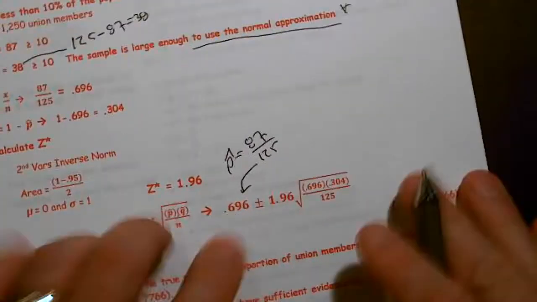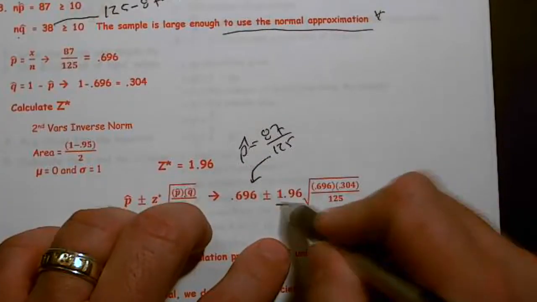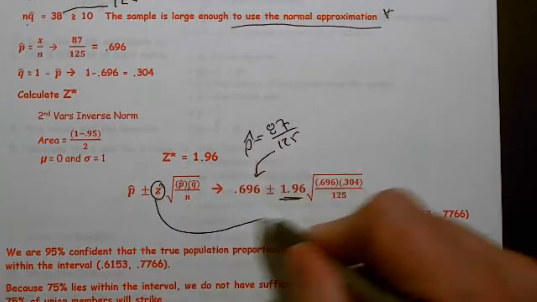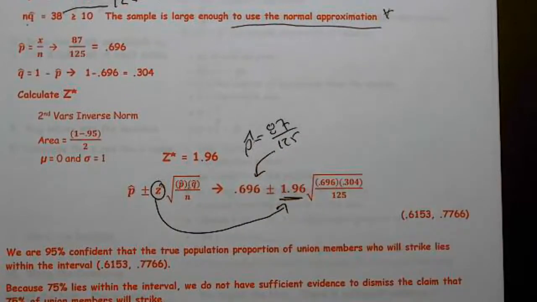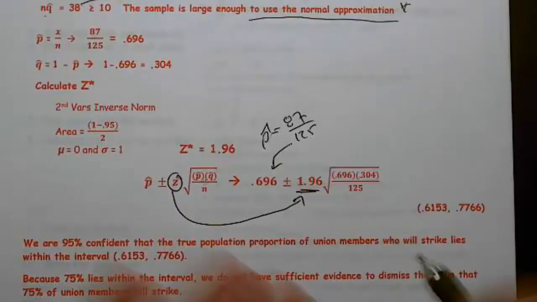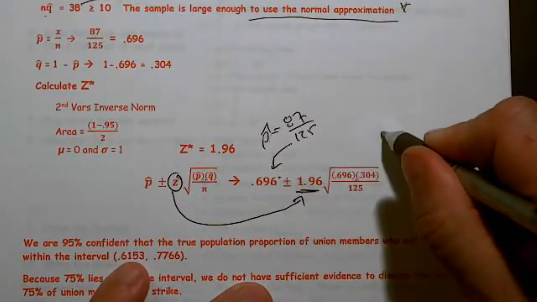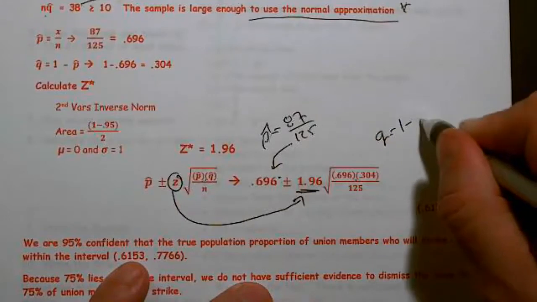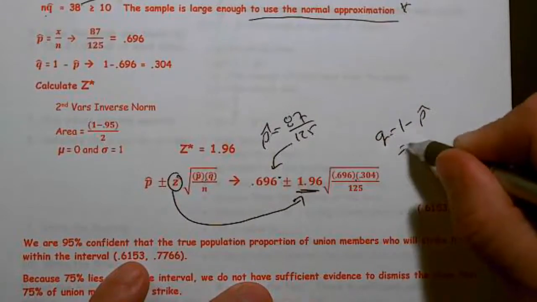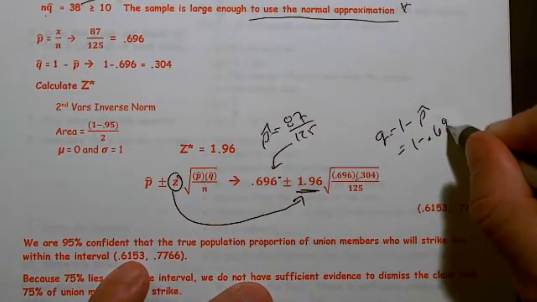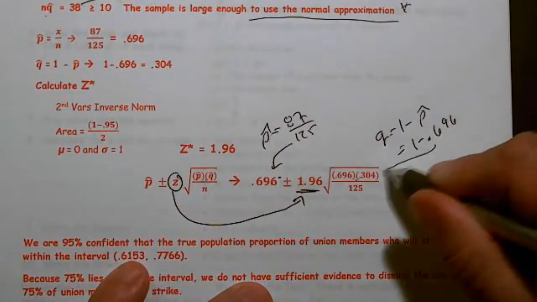So please make sure you do that. All right. We'll come back to Z star in a moment, because remember, we're using a Z because all proportions work with a Z. There's my p hat, and q hat equals 1 minus p hat. So this is 1 minus the 0.696, and that goes right there.